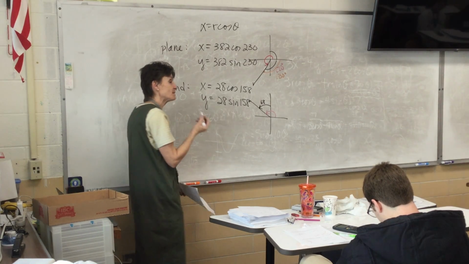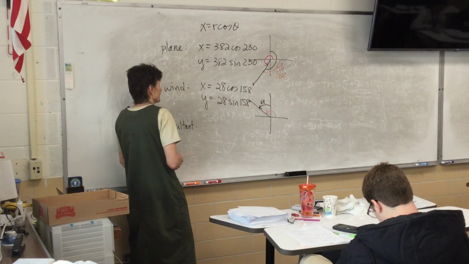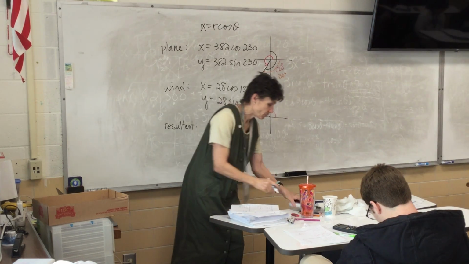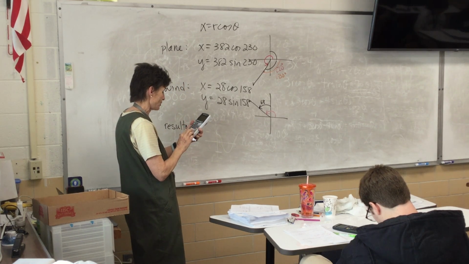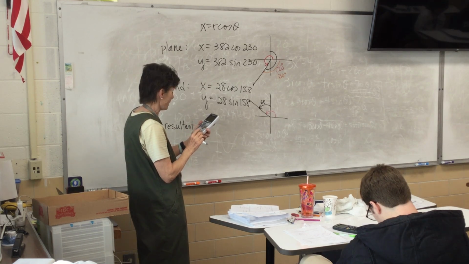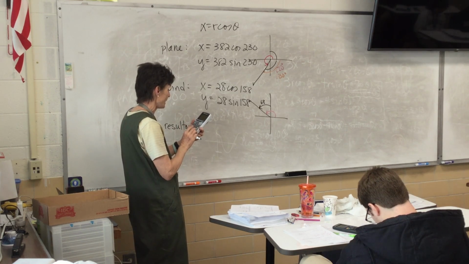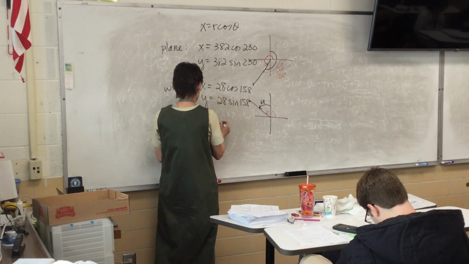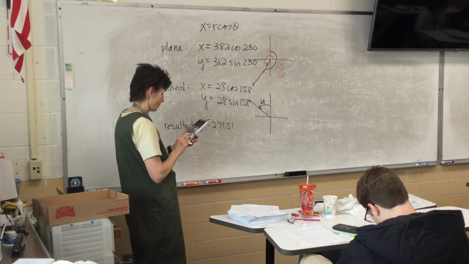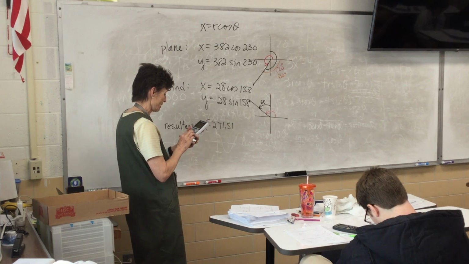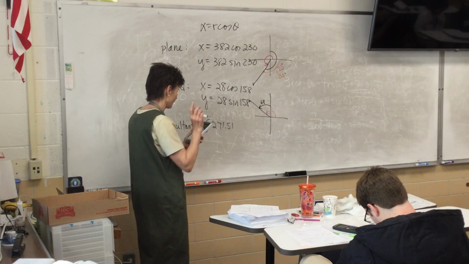All right. So now we're going to find the sum. The resultant, the sum, is going to be those two added together. So I'll just go ahead and do it on my calculator. No need to round it off. I'll do 382 cosine 230 plus 28 cosine 158. I got negative 271.51. Oh shoot, am I in degrees? And then 382 sine 230 plus 28 sine 158.